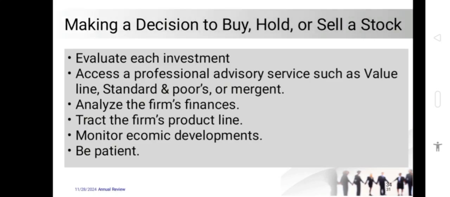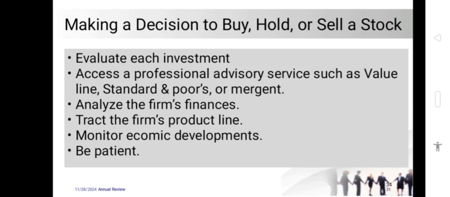Before making a decision to buy, hold, or sell a stock, first evaluate your investment. This ensures that every investment aligns with your financial goals, risk tolerance, and expected returns. Evaluation helps identify profitable opportunities, avoid unnecessary risks, and optimize resource allocation.